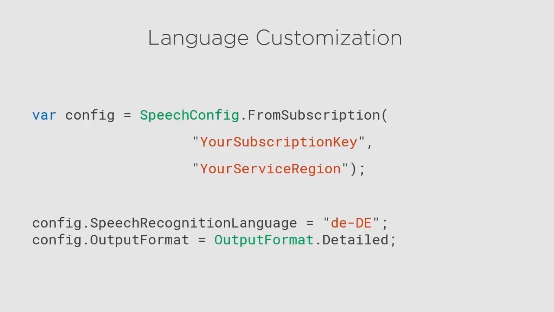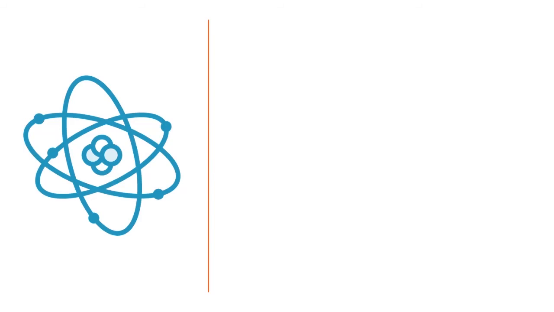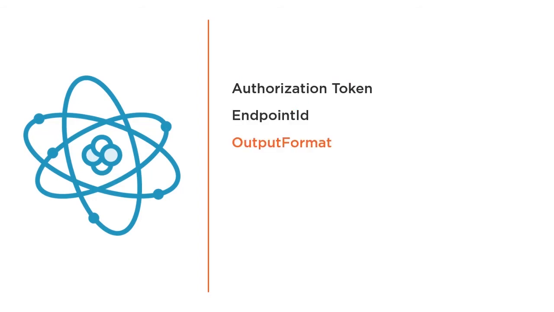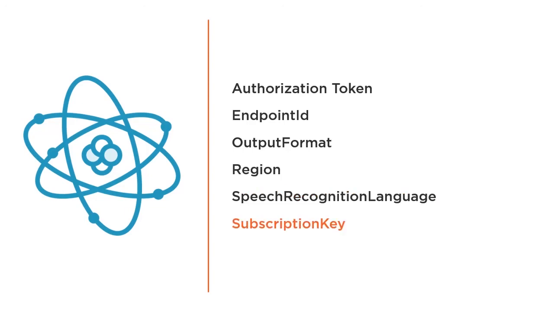Previously, we looked at code that created speech configuration and immediately passed them to the recognizer. Before consuming the speech config object, the object can be edited. In this example, the speech recognition language and the output format are set before it is used to create the recognizer. The fields that can be edited on the speech config are the authorization token, the input ID, the output format, the region, the speech recognition language, and the subscription key.